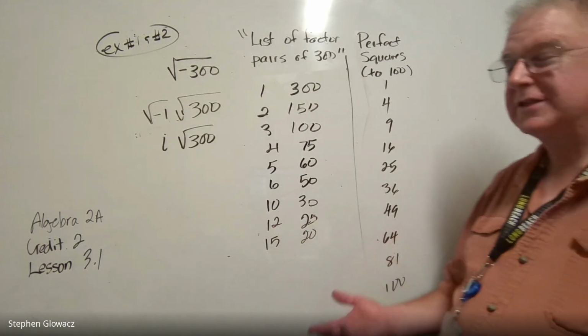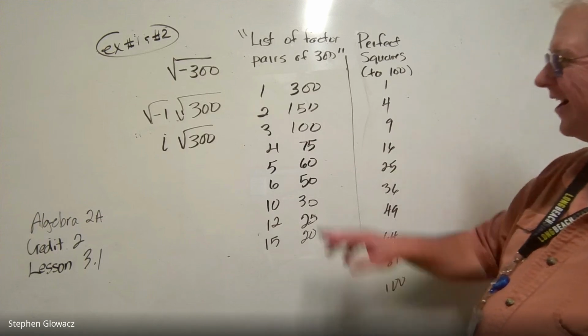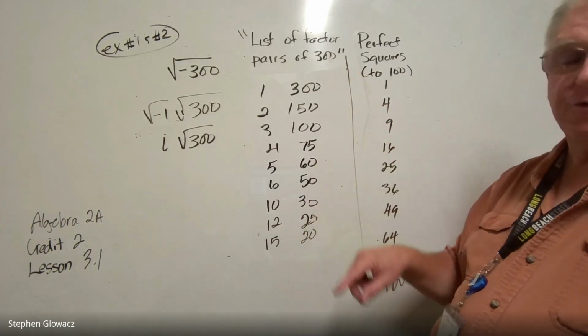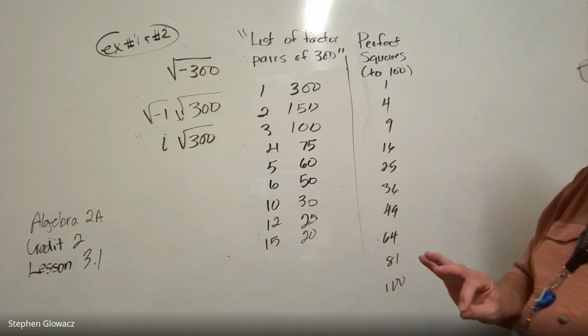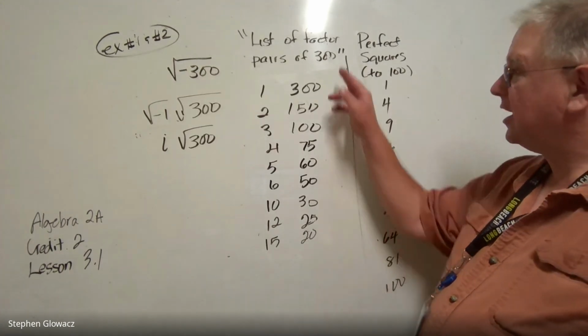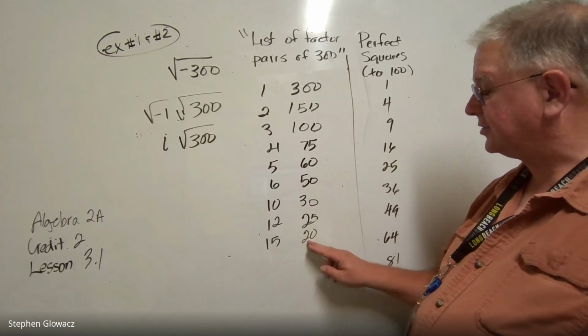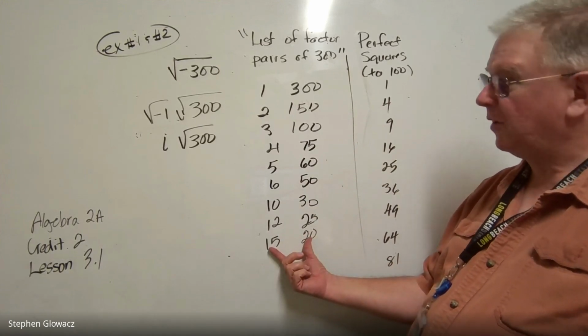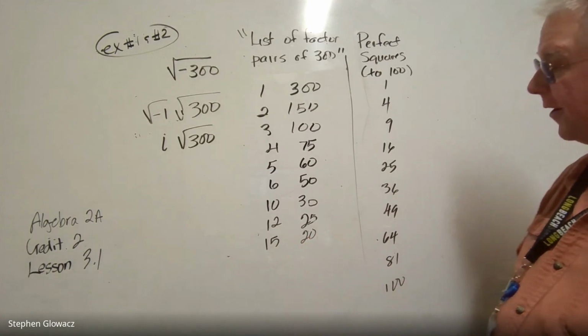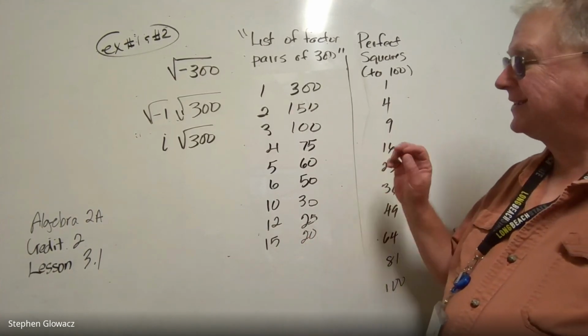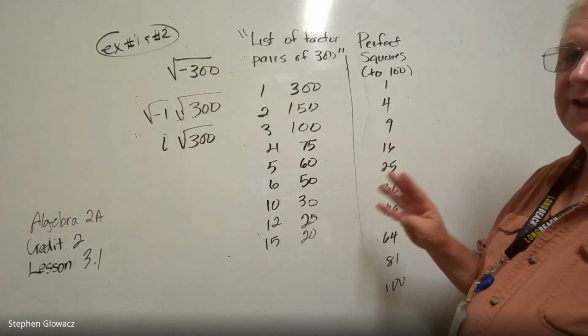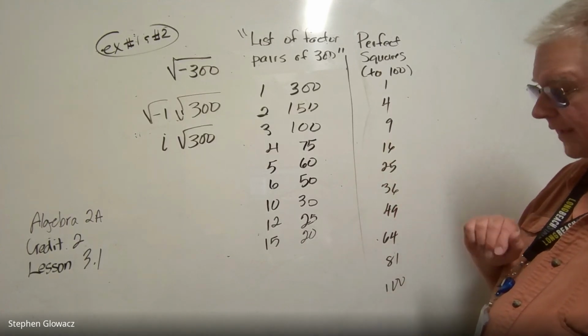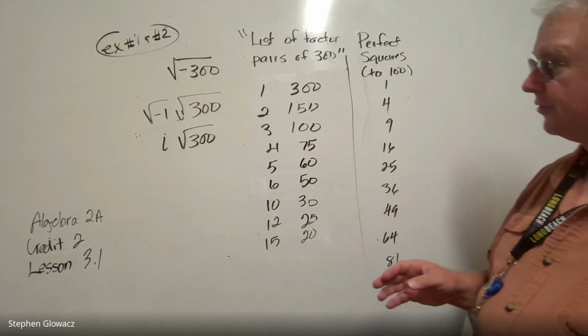You might say, when's this going to end? Well, sooner than you think. We're almost there. 300 divided by 13 or 14 will give us a decimal, so we know 13 and 14 are not factors. 300 divided by 15 is 20, so 15 times 20 is another factor pair. Now, if we divide 300 by 16, 17, 18, and 19, we'll get a decimal. And so we know those are not factors of 300.